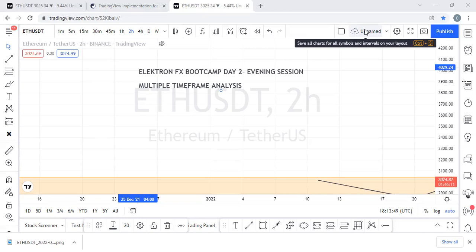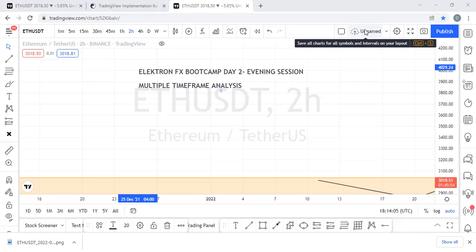If you have not gone through the morning session, I'm not sure you really understand this session because this is the continuation of the morning session. This is the ELEKTRON FX Bootcamp, a free bootcamp, 3 days with Geoffrey, the sniper trader. So we are going into multiple time frame analysis.